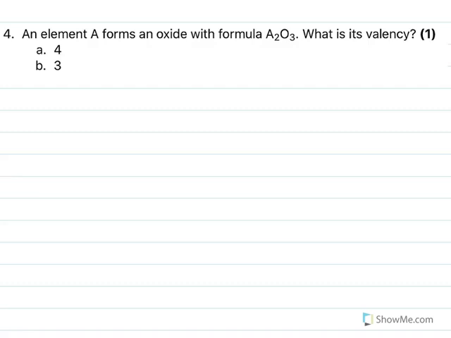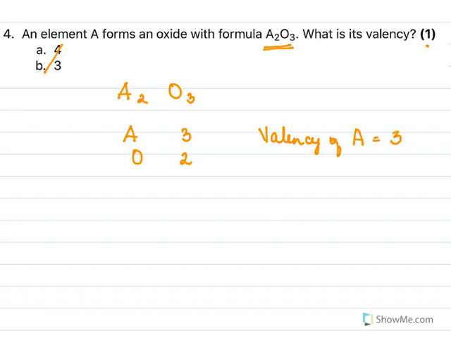An element A forms an oxide with formula A2O3. What is the valency of A? So we have A2O3, which means A has valency 3, O has valency 2. So valency of A equal to 3.